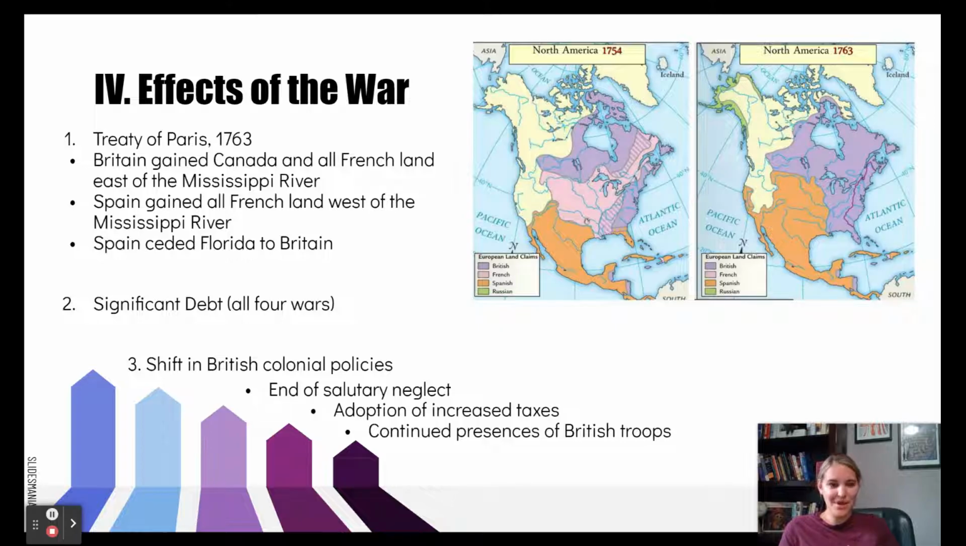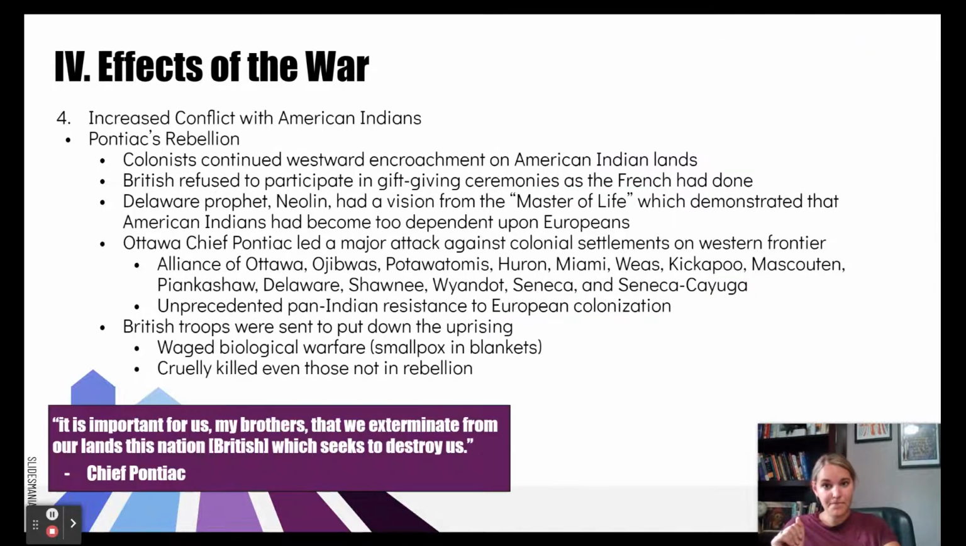Those won't really be talked about in this unit, but the adoption of increased taxes and the enforcement of those taxes is what will be especially shocking to the colonists. We also will see the continued presence of British troops in America.